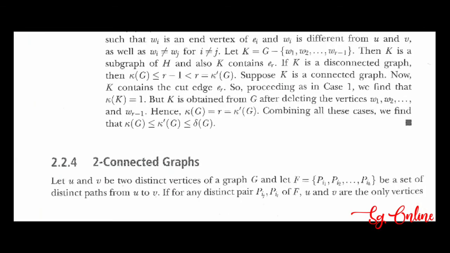Now we will learn some results about two connected graphs. You can remember a graph is two connected if it requires removal of at least two vertices to make it disconnected. So it is a connected graph, and not only that, it has no cut vertex. That is, removal of one vertex cannot make it disconnected. You need at least two vertices deleted to make it disconnected.